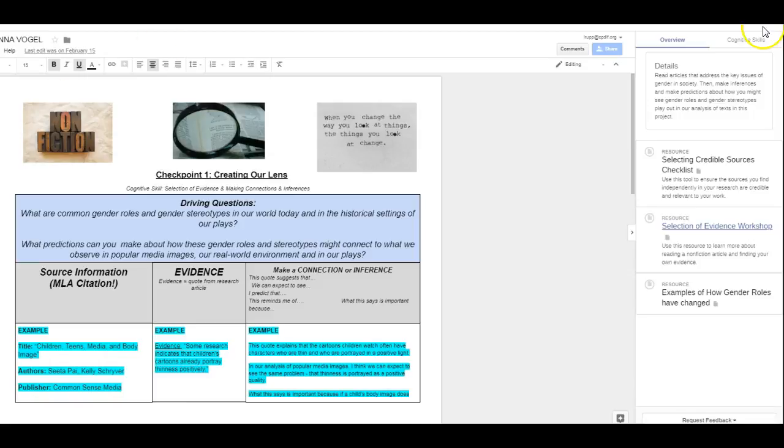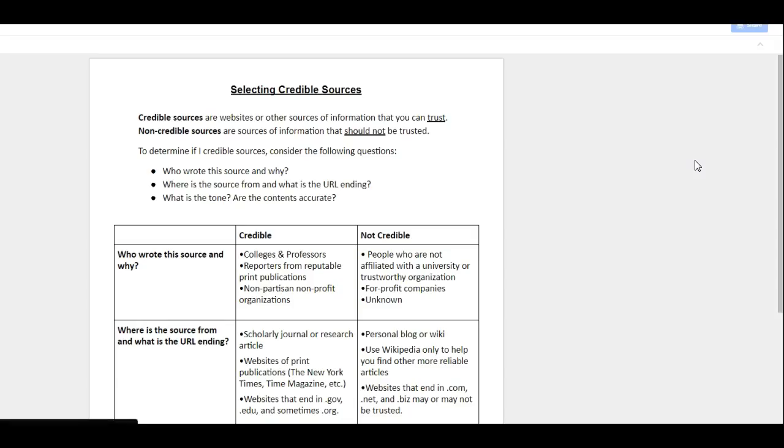How do you find this? If you go over here to the right-hand side, you're going to see several resources. One is a checklist. We'll look at that really quick. Okay, to find resources, you're going to have to go out to Google and find credible resources, making sure that you look at their URL. Are they really a scholarly journal? Websites that end in .gov, .edu, sometimes .org. Okay, those are some credible sources.